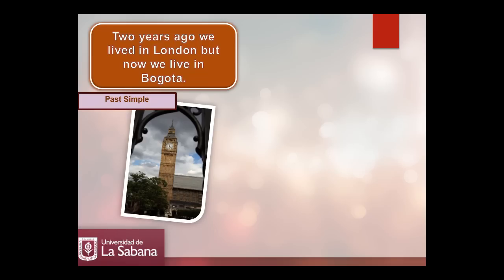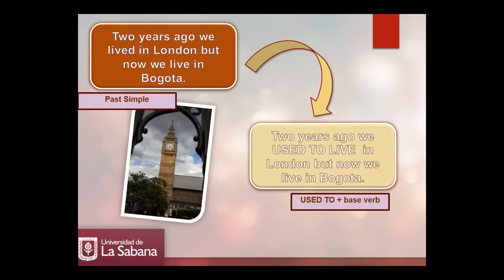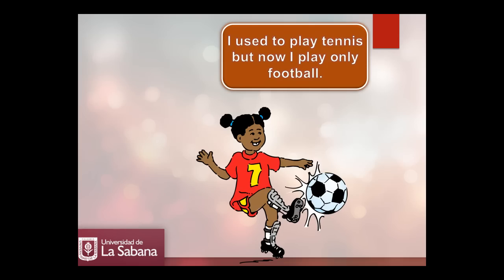We lived in London. In sentences like this, we can always use the structure used to with no difference in meaning. We used to live here means the same as we lived here. Notice that after used to, we need to use a base verb.